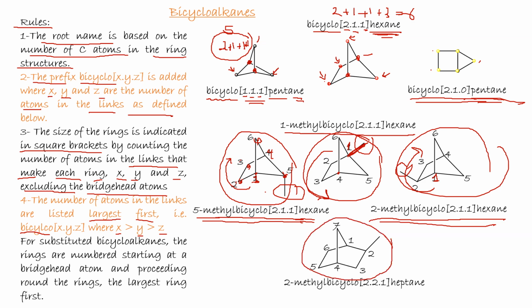This compound, 1 again on the bridgehead, okay, that's 1, and then 2 to give the lowest number. The size of the ring on the left is equal to that on the right, so we start to give the lowest number to the substituent. So this will be 2, so 2-methylbicyclo 2.2.1. I hope it's clear. Okay.